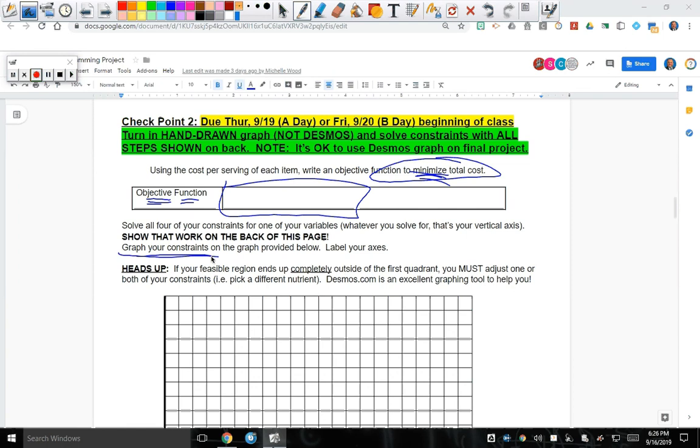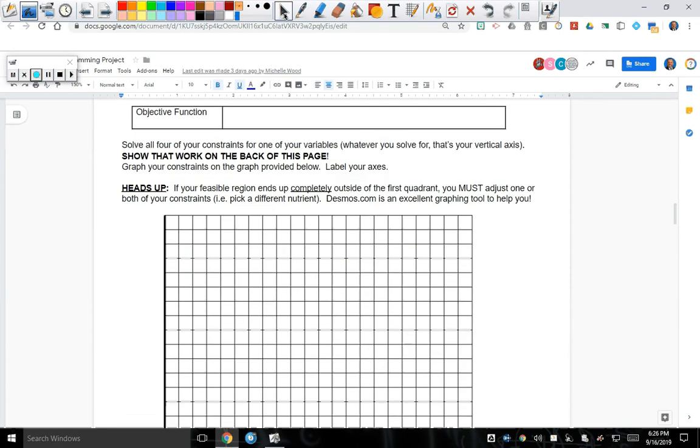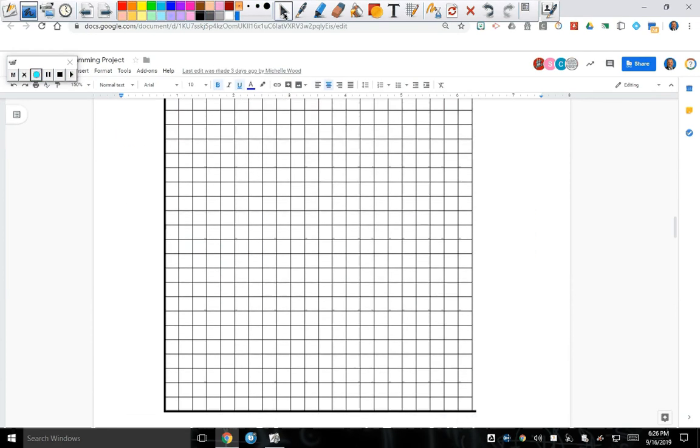Graph your constraints on the graph provided below, label your axes, and heads up, if your feasible region ends up completely outside of this first quadrant, then you must adjust one or both of your constraints. Pick a different nutrient, or you can even change the scale of the graph if you want. Desmos.com is an excellent graphing tool to help you. You can see from that what your scale is going to be on the X and Y axis.